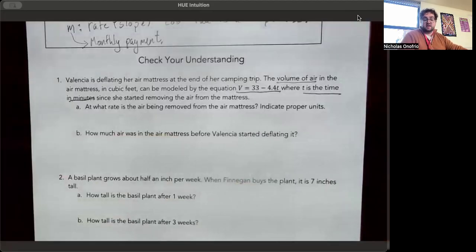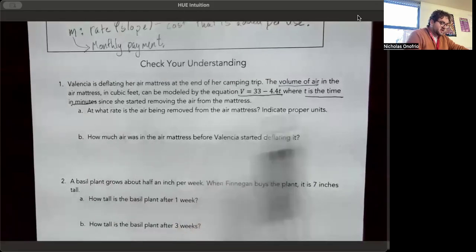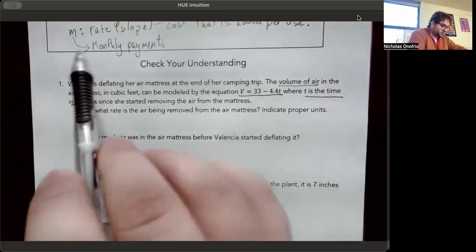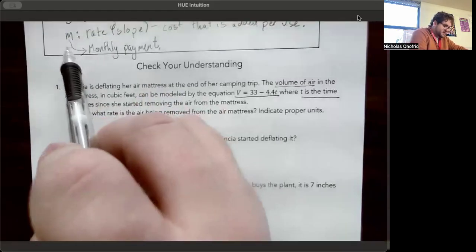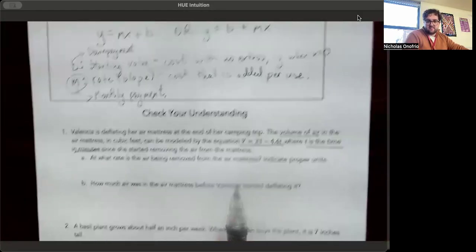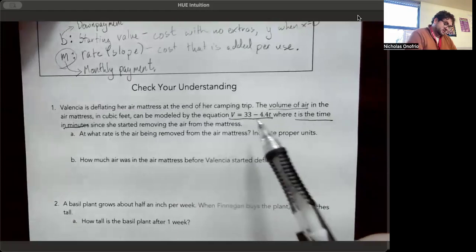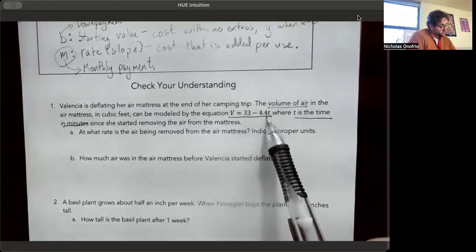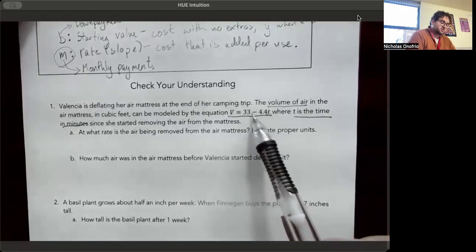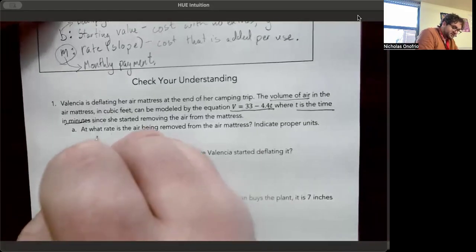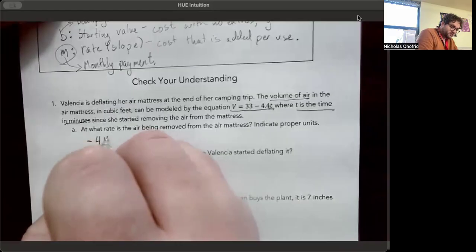All right, now that you are back, let's talk it out. At what rate is the air being removed from the mattress? We see rate, and we know that's our M value. M is attached to the variable. So we look and see, is it the 33 or the minus 4.4? We see the minus 4.4 is attached to our T. So we can say our rate is minus 4.4.